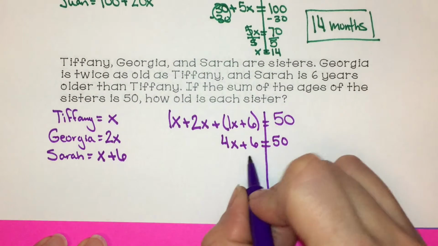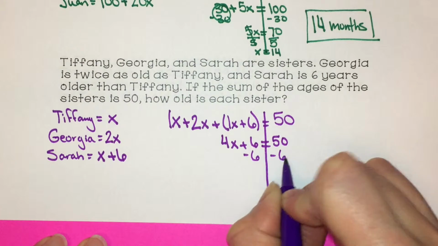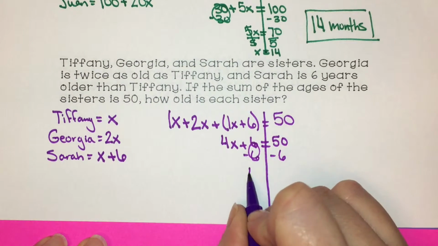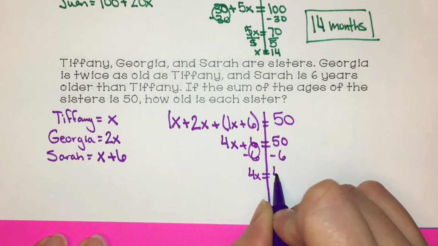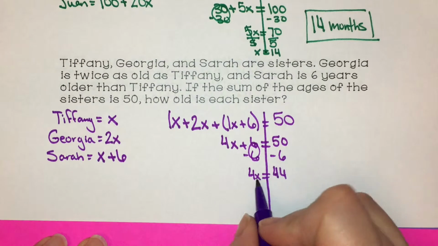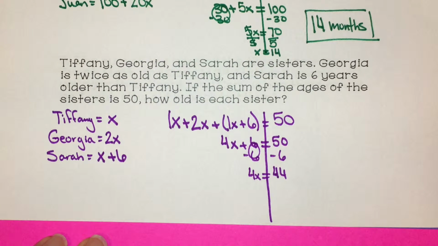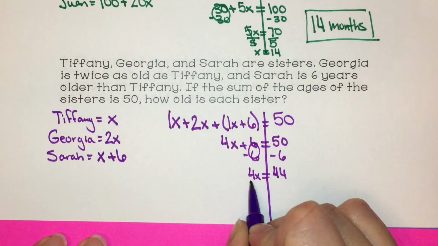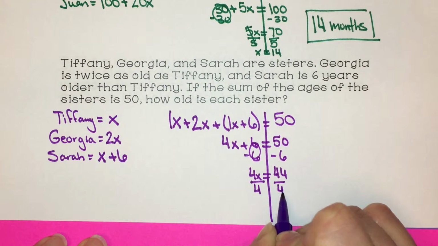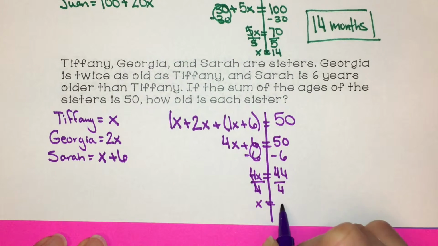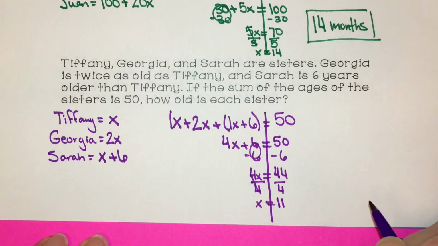Right, I need to get rid of the positive 6, so I'm going to subtract 6 on both sides. So we have 4x equals 44. To get x by itself, it's being multiplied by 4. The opposite operation is to divide, so divide both sides by 4, and x is equal to 11.